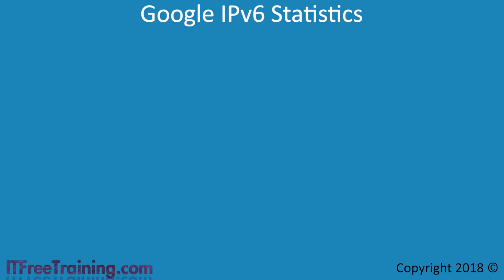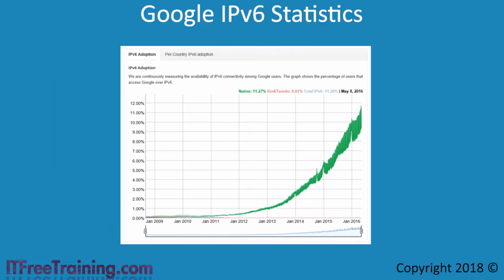It is difficult to say currently how many computers and devices on the internet are using IPv6. However, if you look at the current statistics provided by Google, at the time this video was created, only 11% of Google users were using IPv6. This would suggest that full IPv6 adoption is still a long way away.